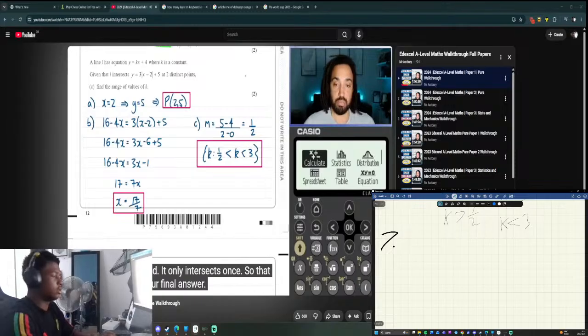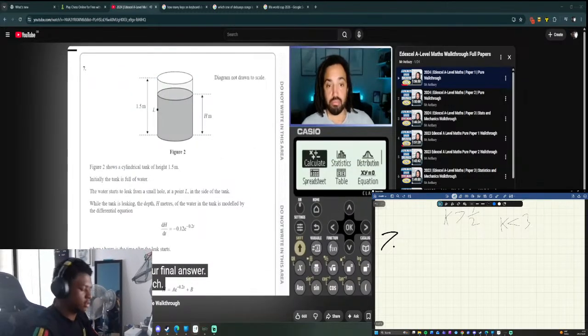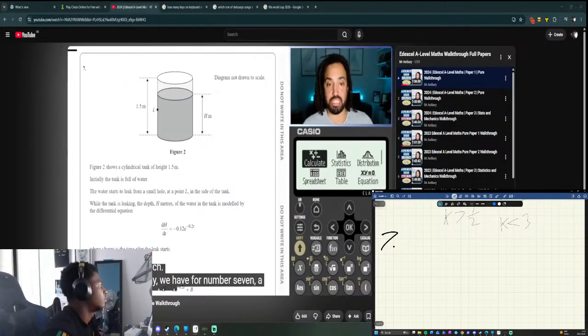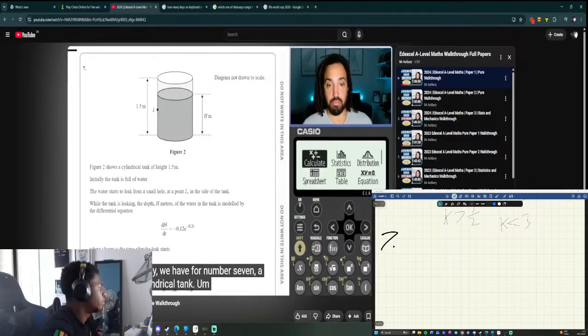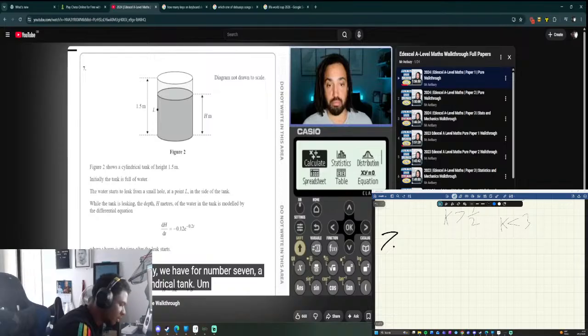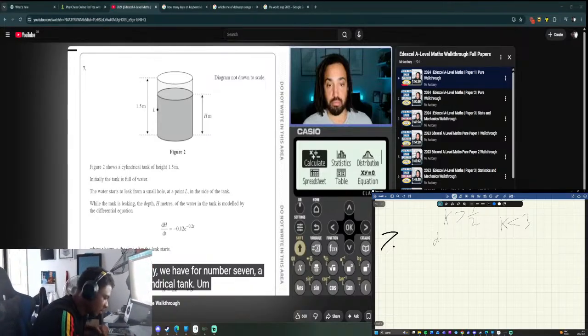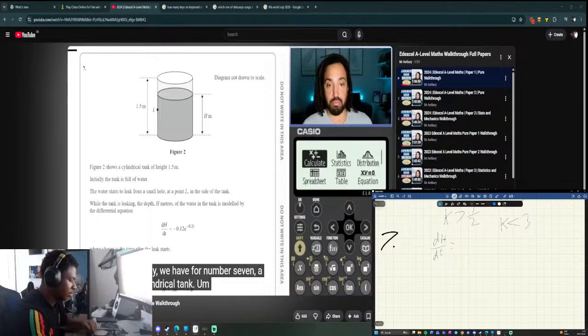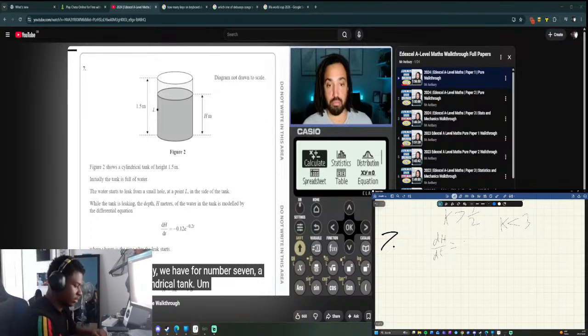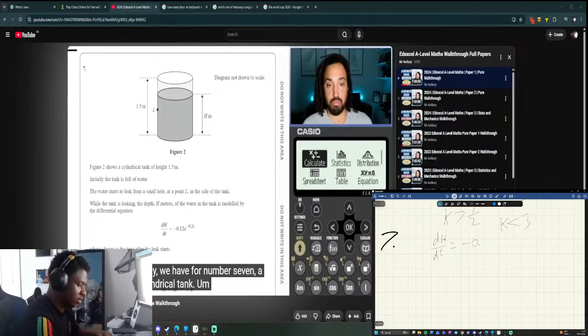Next. Oh no. Okay, we have for number 7 a cylindrical tank. It's time for the big boys. These ones are terrifying for me because I really do not like differential equations. And I'm going to have to be doing so many more differential equations in the future. I do not look forward to it. However, I do look forward to finishing it.